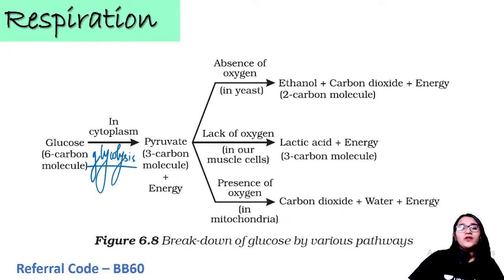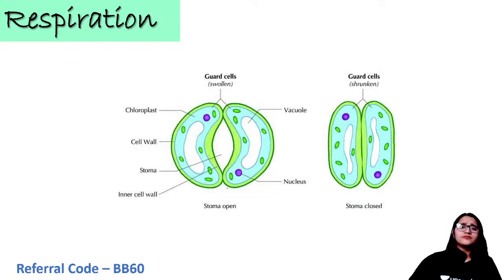Now, once you get pyruvate, it can either go to yeast, that's anaerobic respiration. Anaerobic respiration can also happen in our muscle cells. Aerobic respiration happens in our mitochondria. So the energy is given out in every one of them, but the amount of energy is the most in aerobic conditions. That is, in the presence of oxygen you get the most amount of energy.